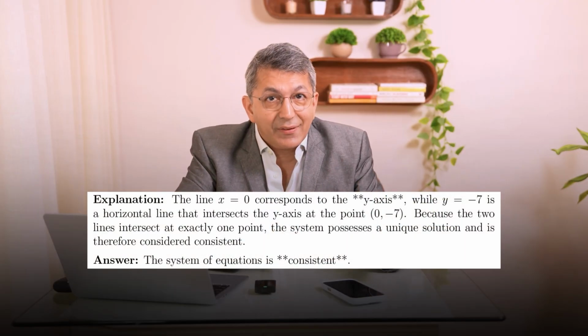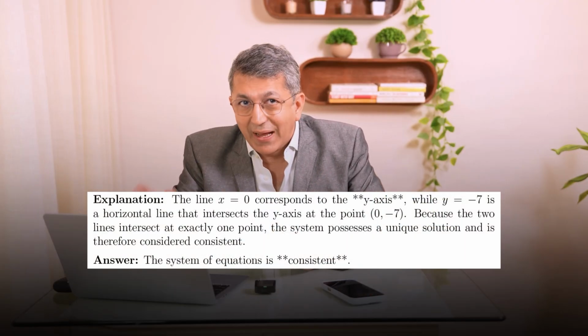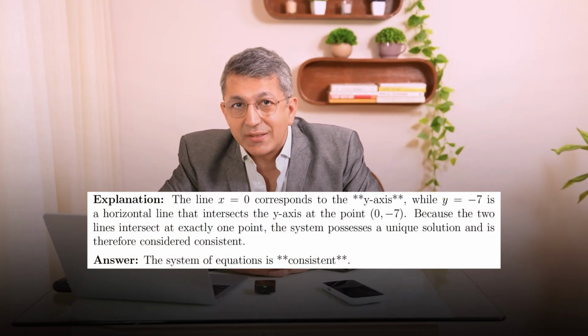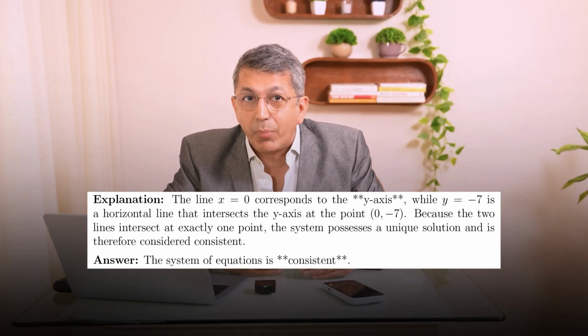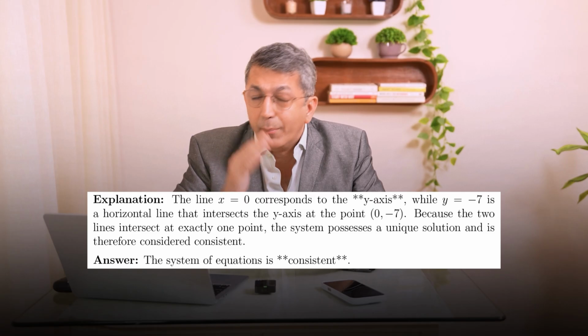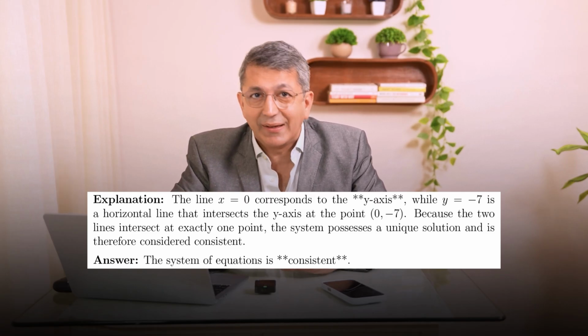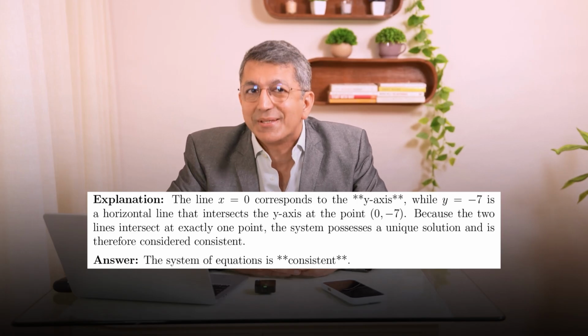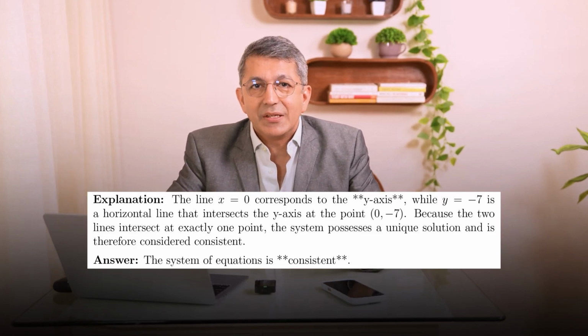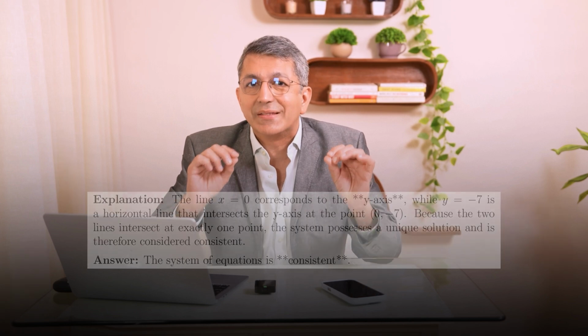Explanation: the line x = 0 corresponds to the y-axis, while y = -7 is a horizontal line that intersects the y-axis at the point (0, -7). Because the two lines intersect at exactly one point, the system possesses a unique solution and is therefore considered consistent. Answer: the system of equations is consistent.